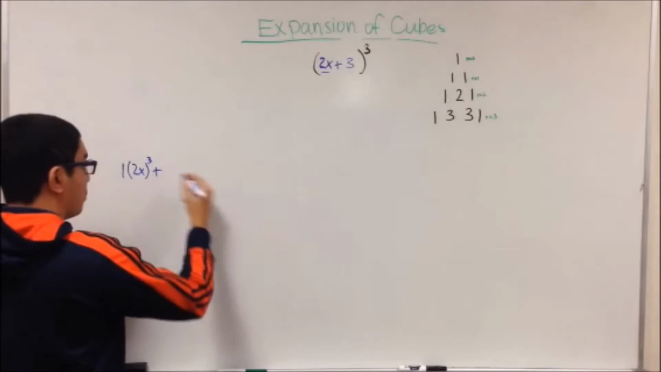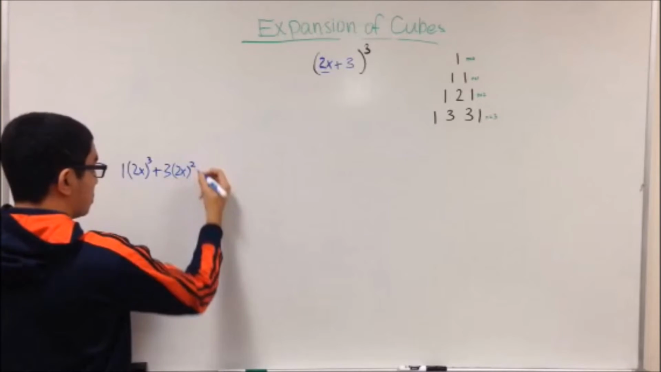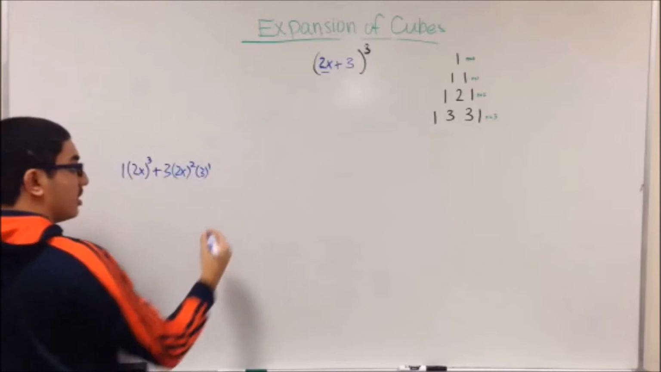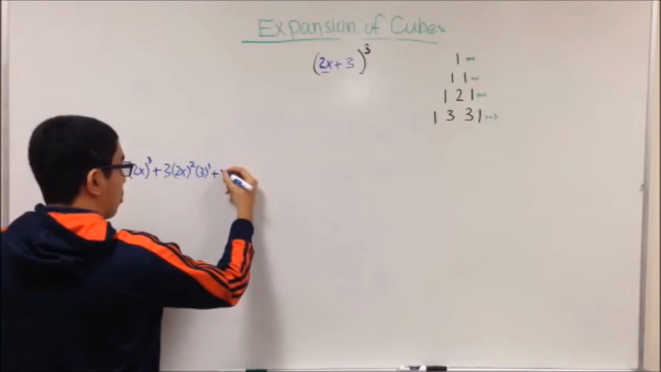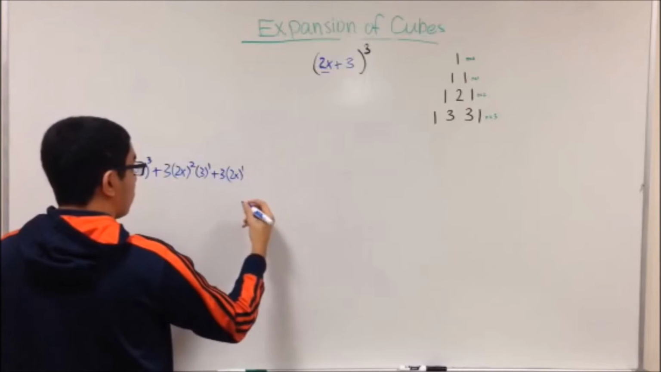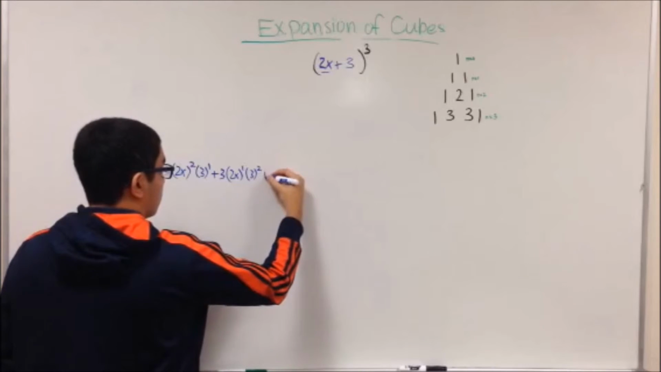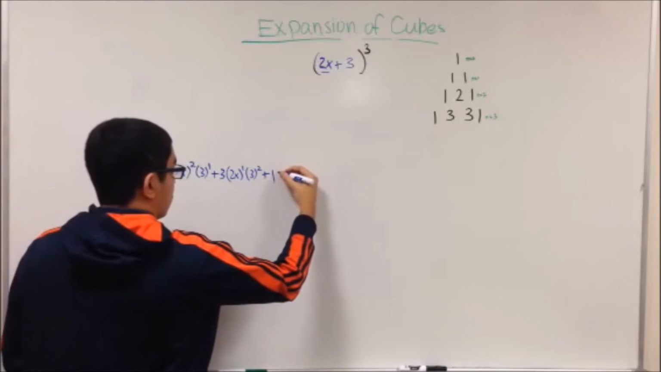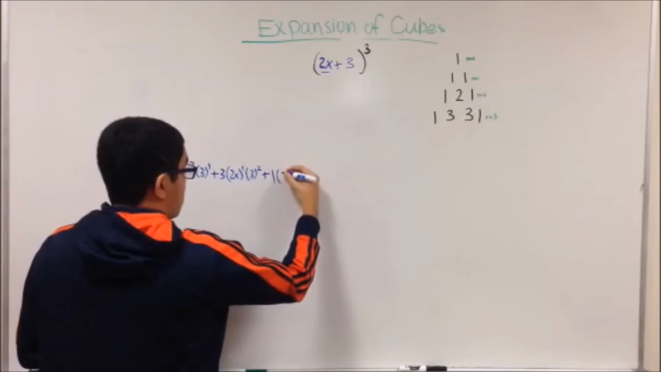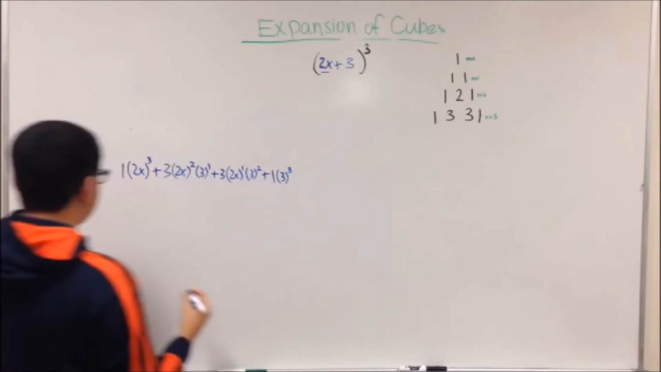Our second term will have a coefficient of 3. Our 2x will be raised to the power 1 less, which is 2, and our b value, which is 3, will be raised to the first power. Our third term will have a coefficient of 3 again. Our a value, which is 2x, will be raised to the first power, and our 3 will be raised to the 2. Our last term will have a coefficient of 1. Our a value will be 2x to the 0, which is already 1, and our b value, 3, is going to be raised to the third power.